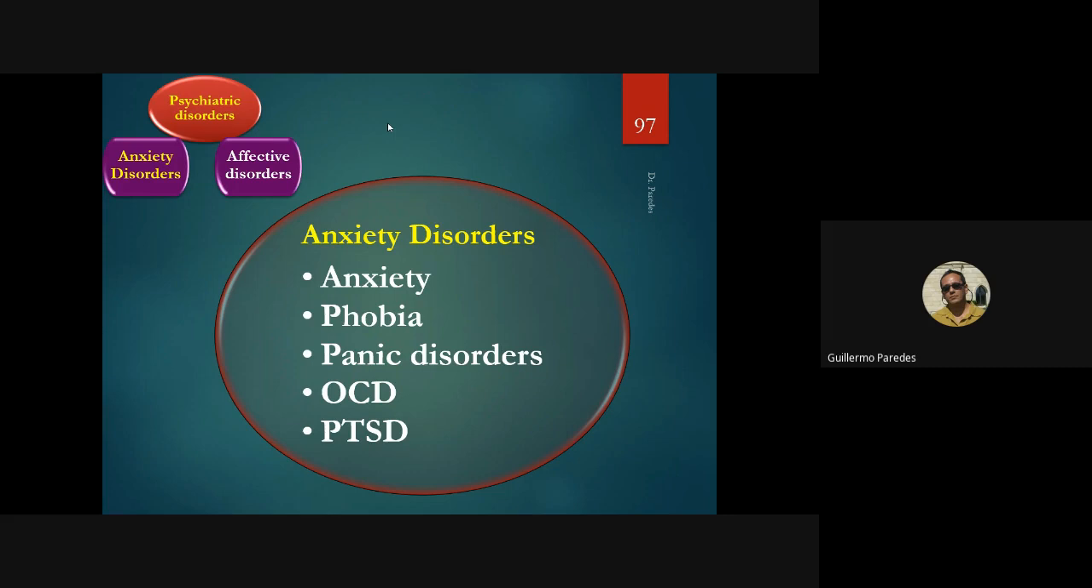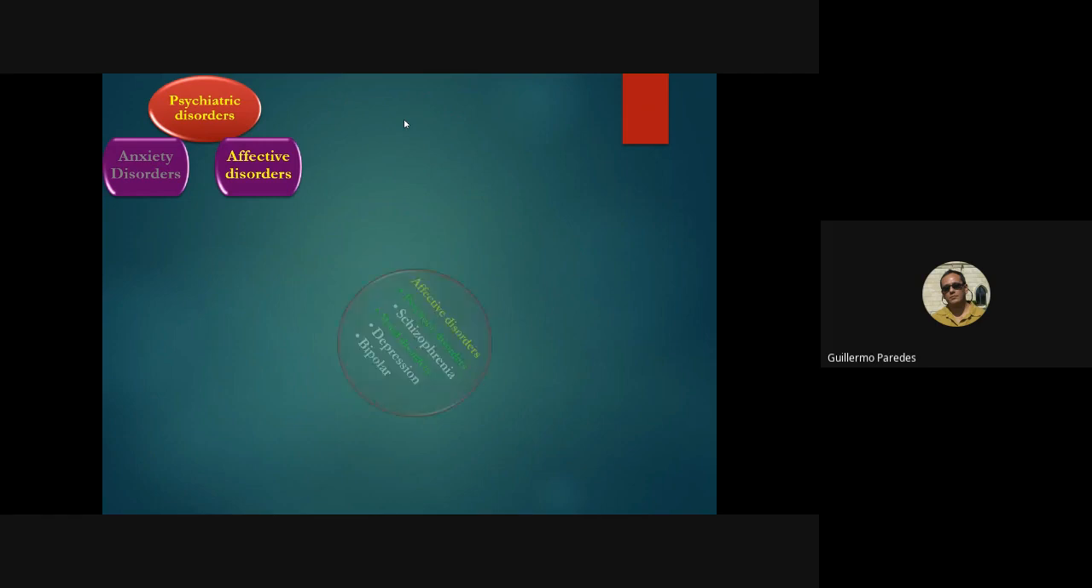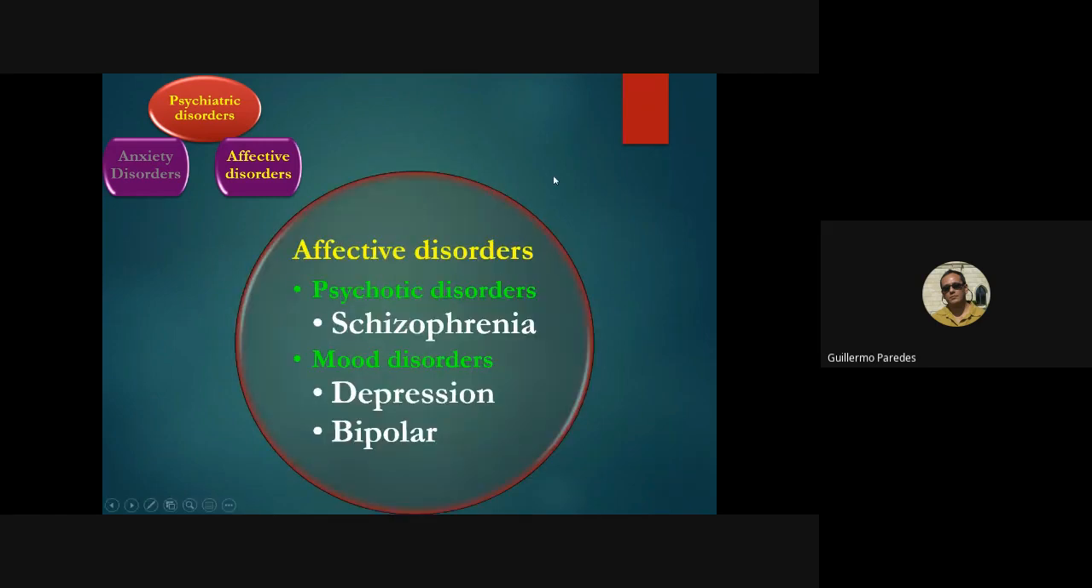Then we are going to see the affective disorders. The affective disorders will be the psychotic disorders like schizophrenia. We have five types of schizophrenia, but we are going to talk in general about schizophrenia. This is not a clinical study about the types of schizophrenia. We are talking about pharmacology and nursing considerations. And mood disorders, we have depression and bipolar. So what does schizophrenia mean?